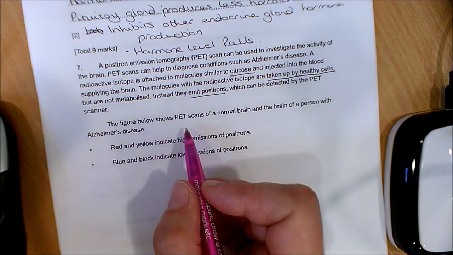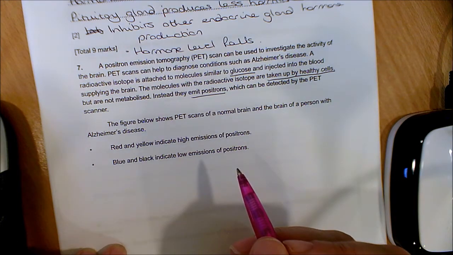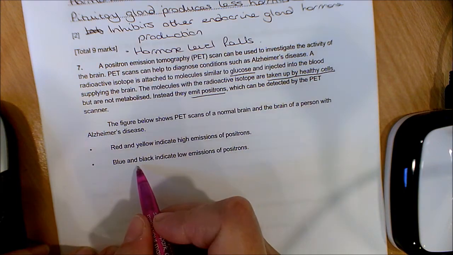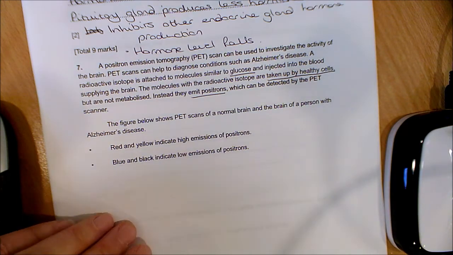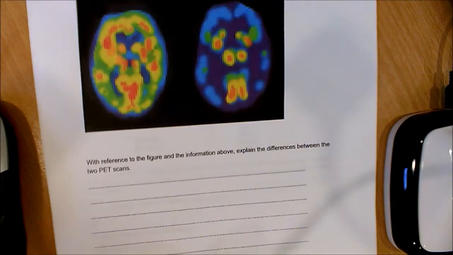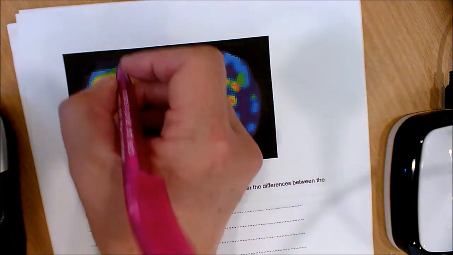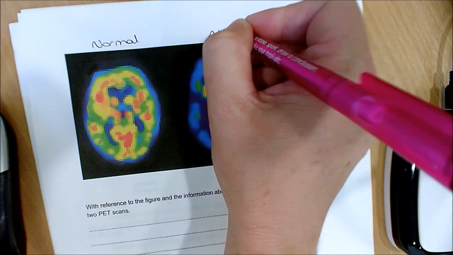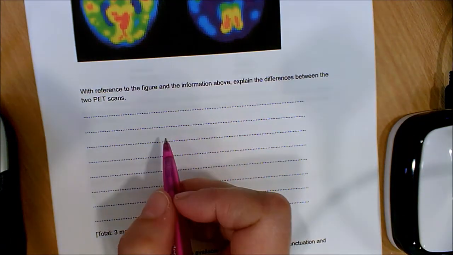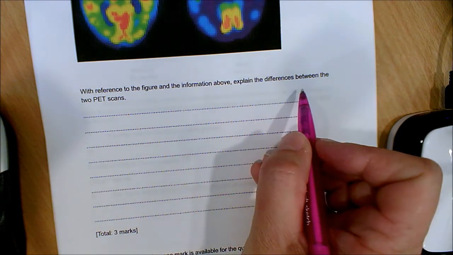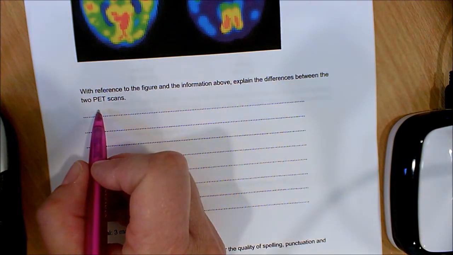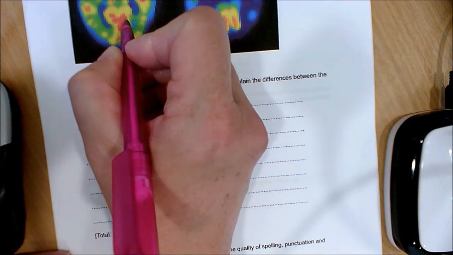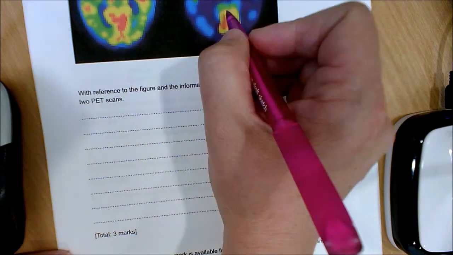The figure below shows PET scans of a normal brain and a brain of a person with Alzheimer's. Red and yellow indicate high emissions of positrons. Black and blue indicate low emissions of positrons. So there's our pictures of our brain. So here I can see that this is normal and this would be Alzheimer's. So with reference to the figure and the information above, explain the differences between the two PET scans. So this one here is emitting positrons, this one isn't.